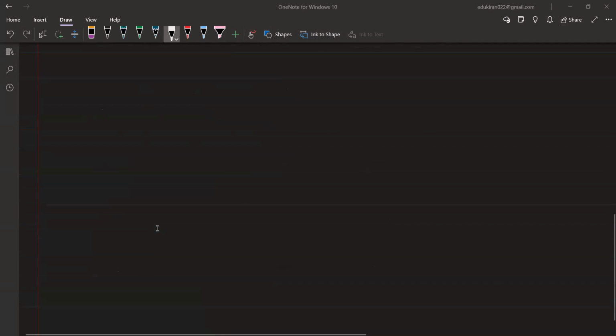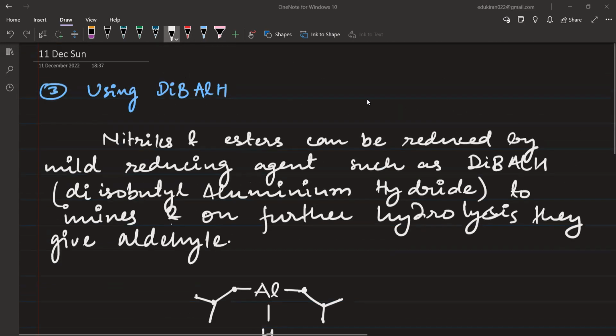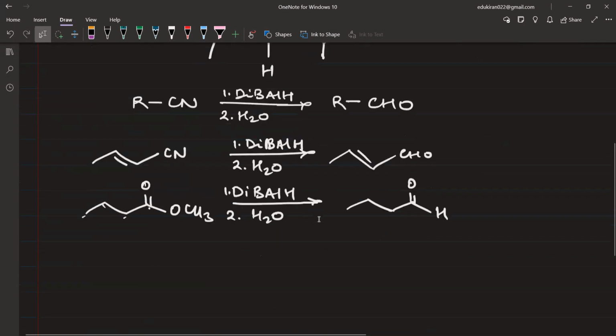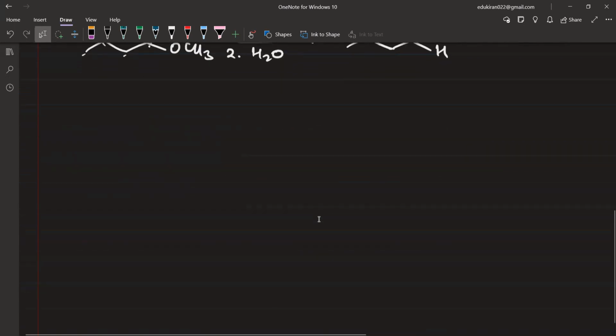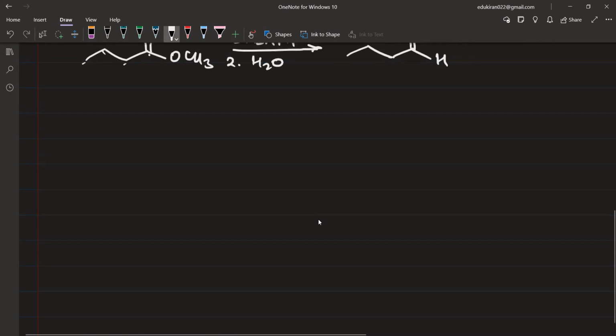Okay, right, next. Sir, the Stephen reaction and this one are very similar in terms of products. In this reaction, we are using this Dibal H. Using Dibal H, you can convert two things: nitriles and esters. Both of them you can convert to aldehyde. But in the Stephen reaction, we use a different reagent. Right, next, fourth one.